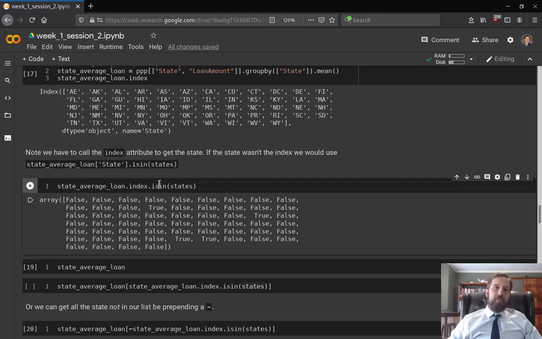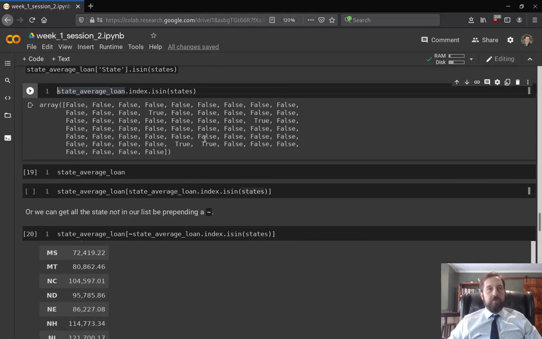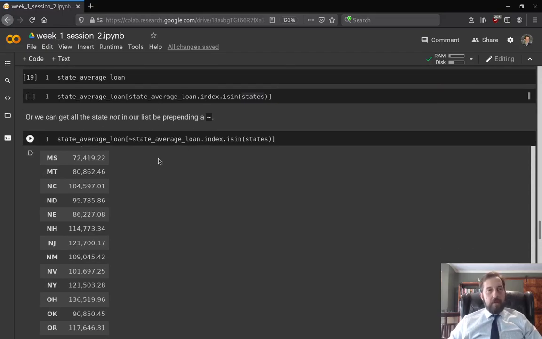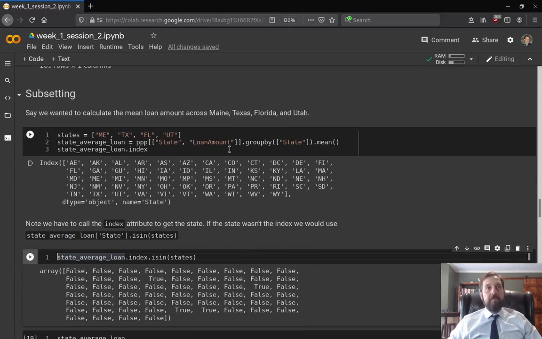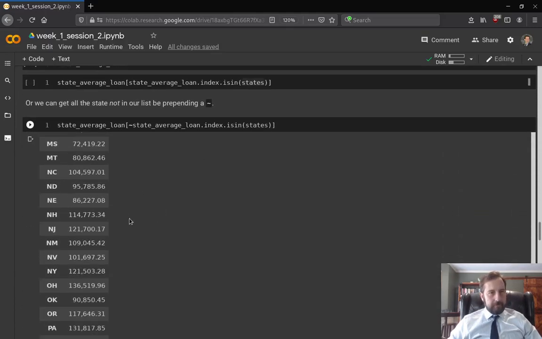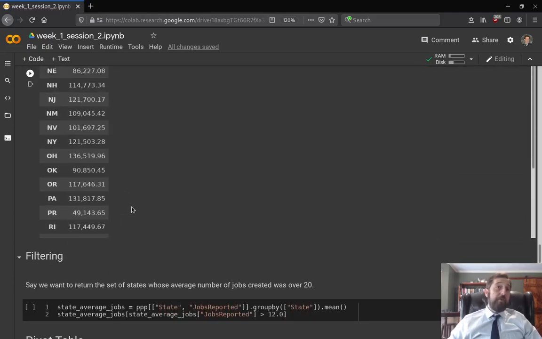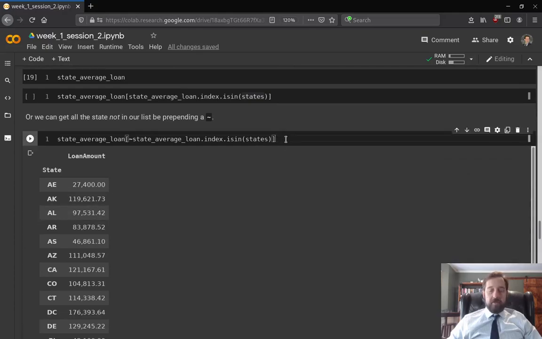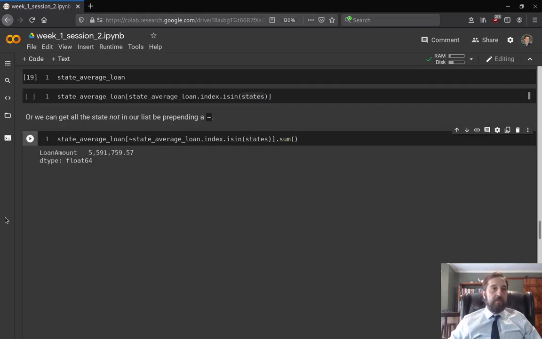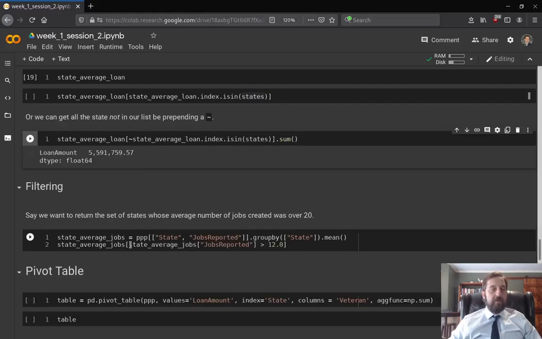So in other words, we wouldn't use a different function. You don't have to say is not in. You just say not isin, and that will return all the states which are not in our state list, all the states which are not Maine, Texas, Florida, and Utah. And there we get that. And of course, if we wanted, we could sum over this data frame. So if we wanted to get the state average loan, excluding those states, we could sum over that and get the number.